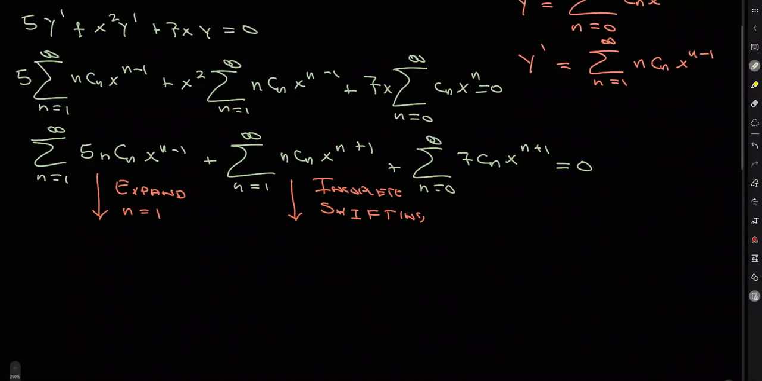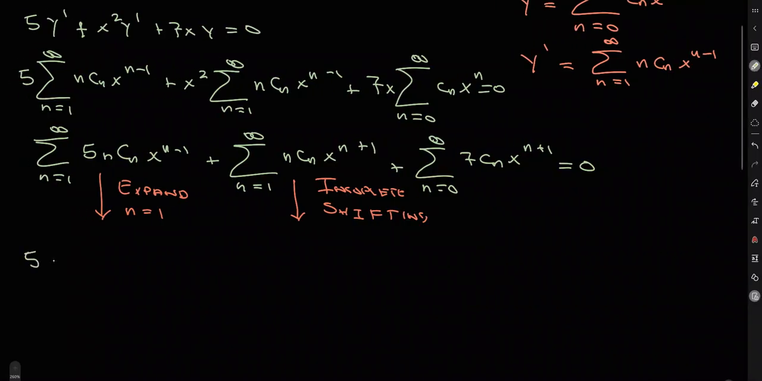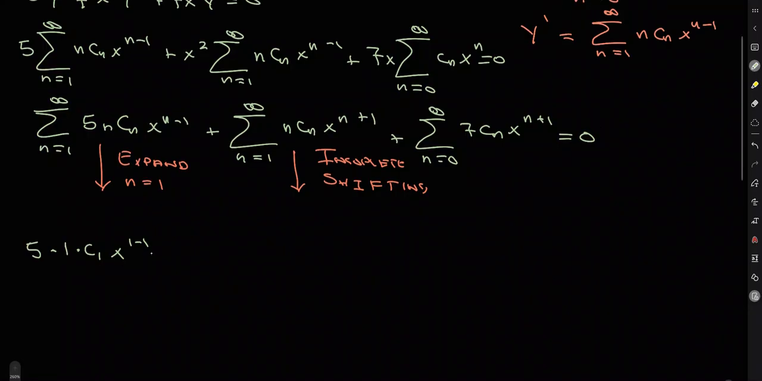Right? So that'll be 5 times 1 times c sub 1, okay? x to the 1 minus 1. It's a little too high, okay? And well, now that we expanded the term corresponding to n equals 1, the series now starts at n equals 2.